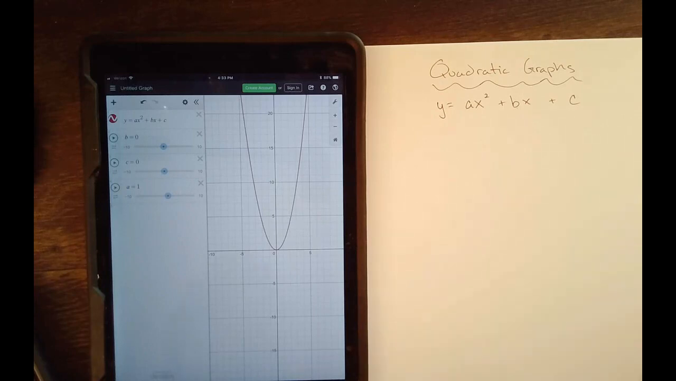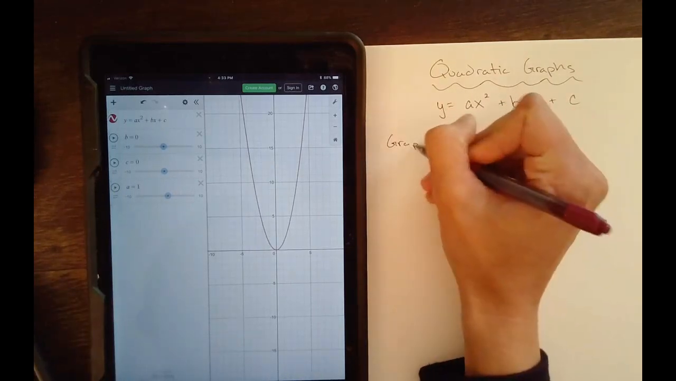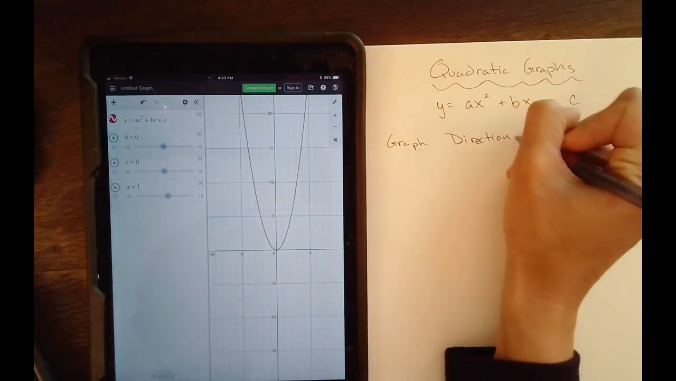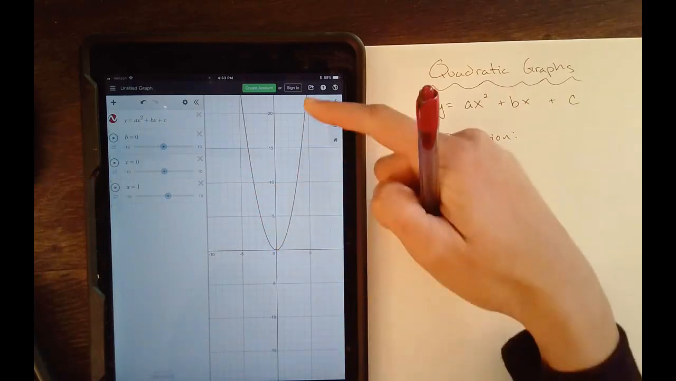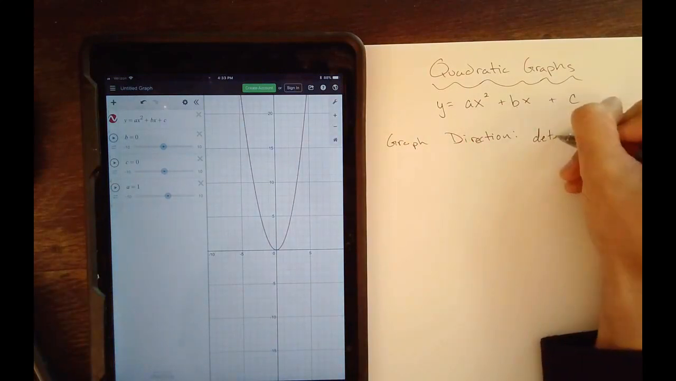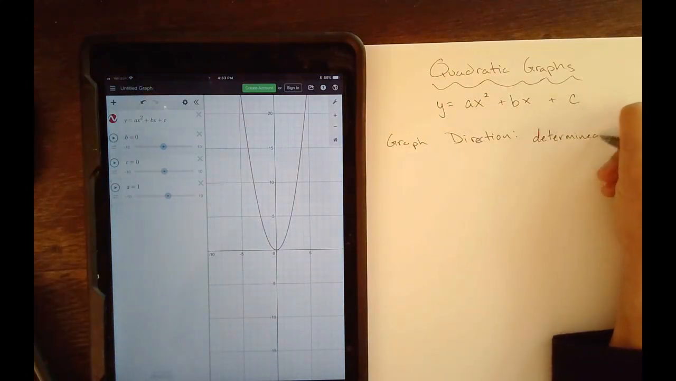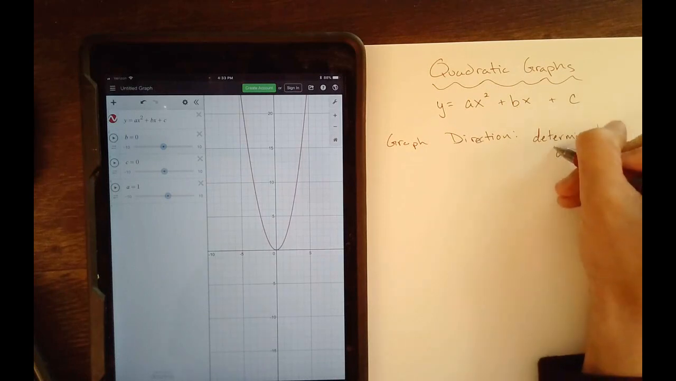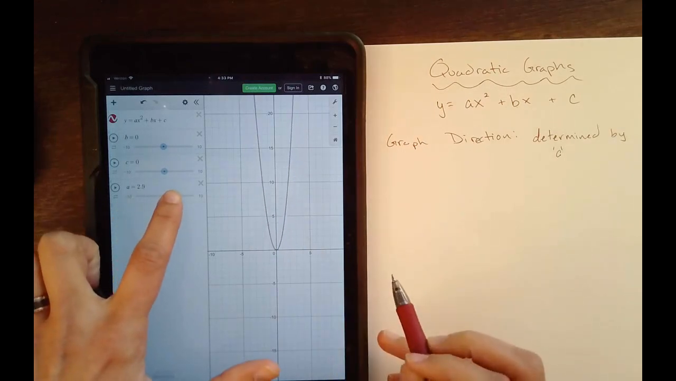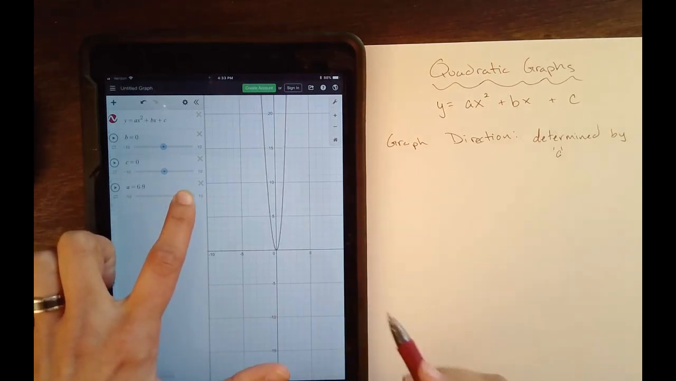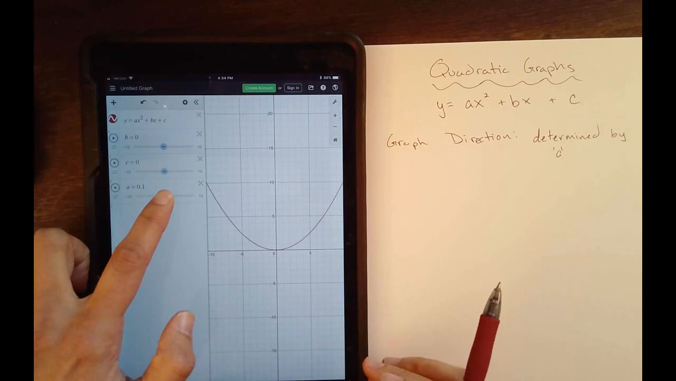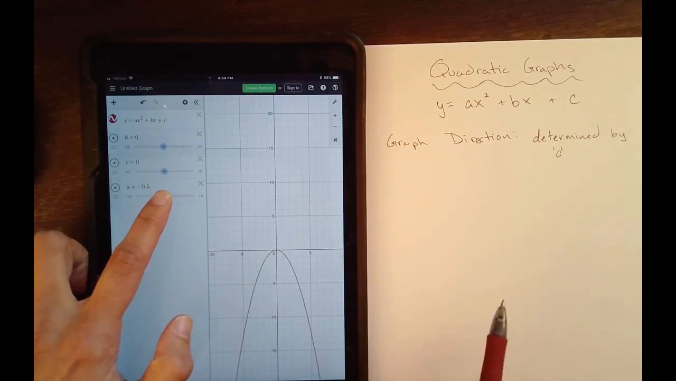So the first thing we're going to look at is graph direction. You'll notice that this is a U shape. We call that a parabola. The direction is going to be determined by A. Right now it is a positive 1, and if I slide this staying positive, that graph is still facing in the same direction. Now if I slide this A value back to the left, as soon as we get negative, you'll see that it flips upside down.